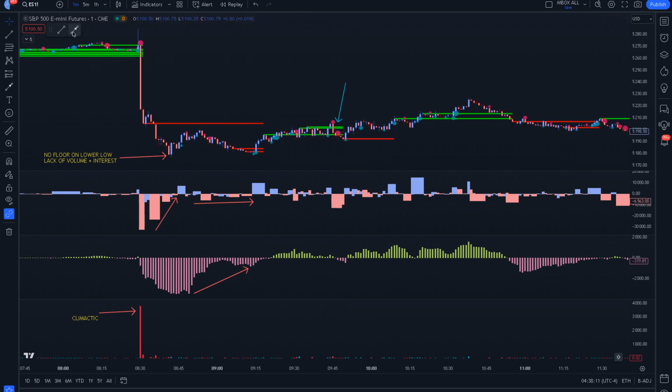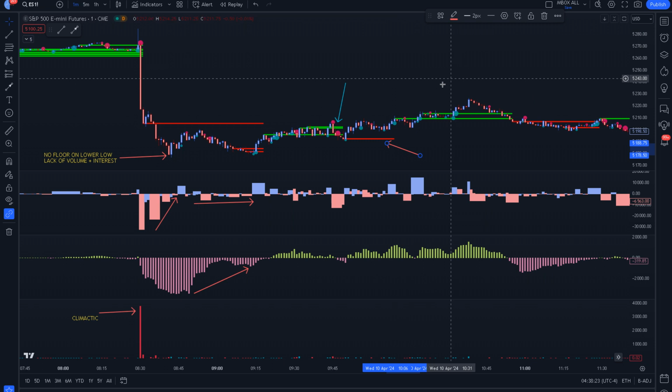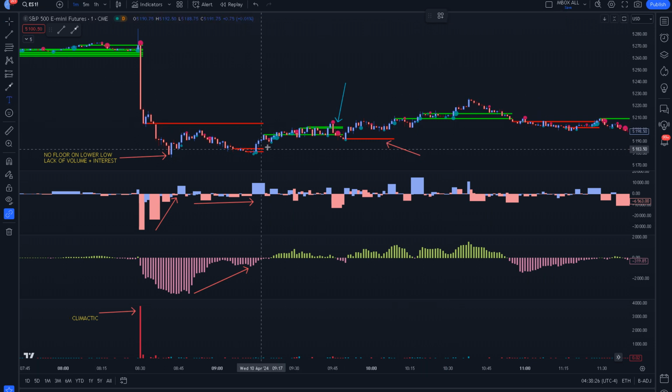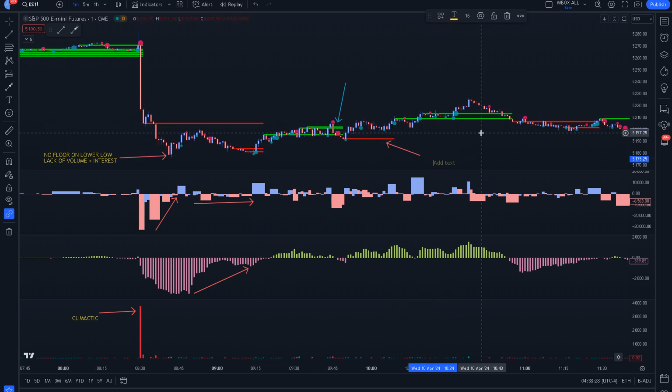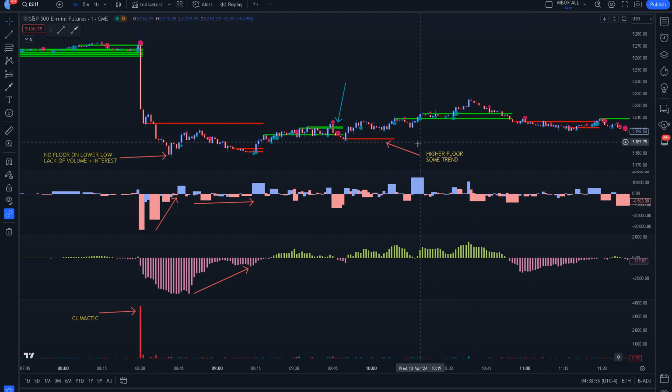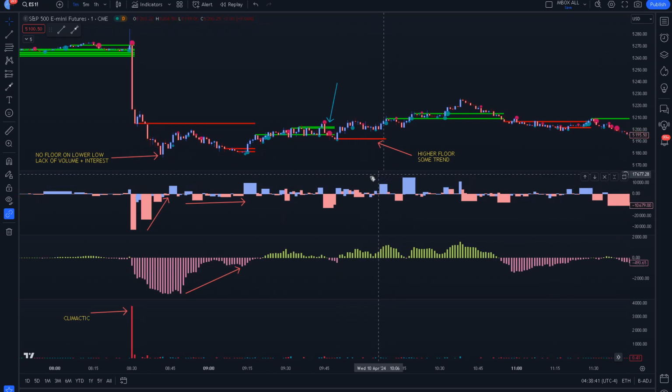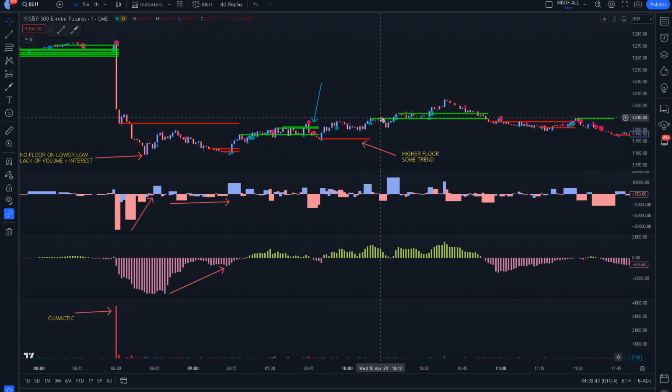Here we make a higher floor. So this is, I would say, more important here, the higher floor compared to this. We made a higher floor. So we're starting to see some trend form. The only sad thing about it is that we didn't really get much buying here. We don't see much in the histogram. And as a result, we see that price just kind of crawls up, right?